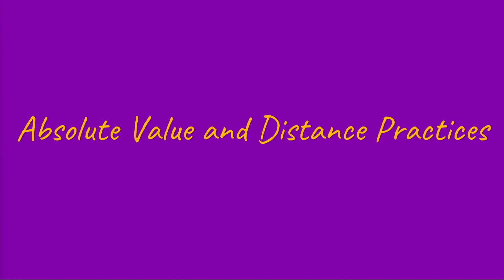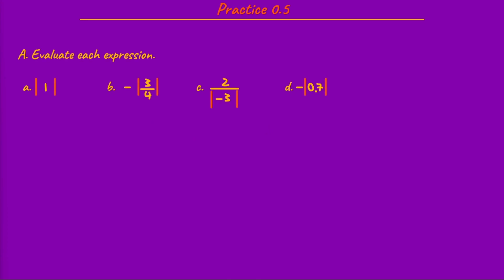Now let's solve the absolute value and distance practices. Practice 0.5. Evaluate each expression. So the first expression that we have is the absolute value of number 1. It is a positive number, so the absolute value of it will be positive 1.